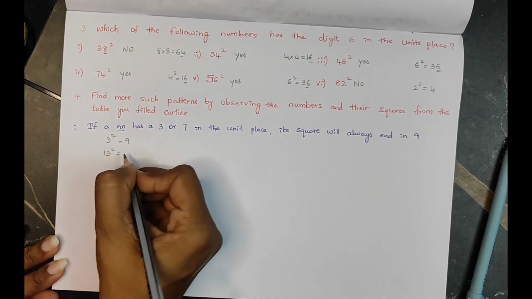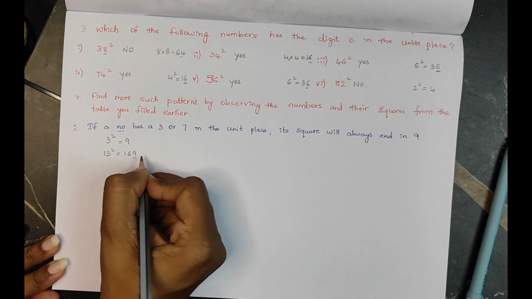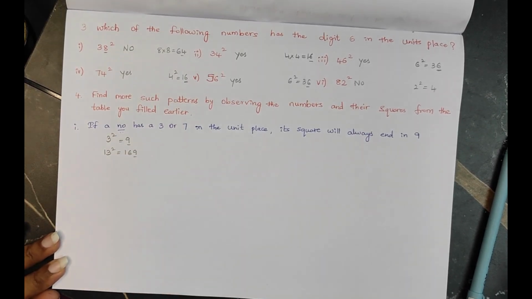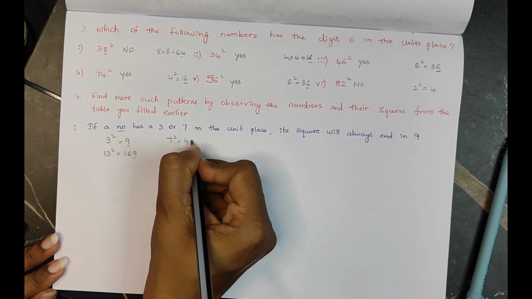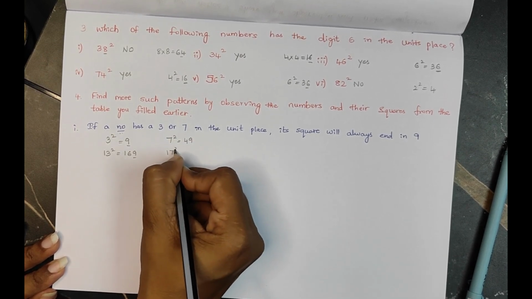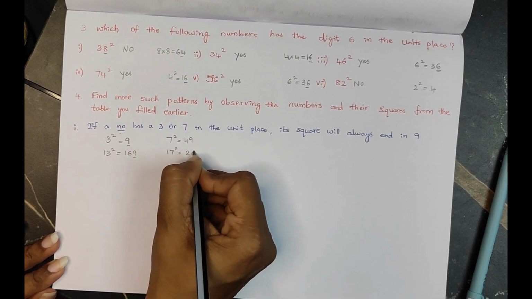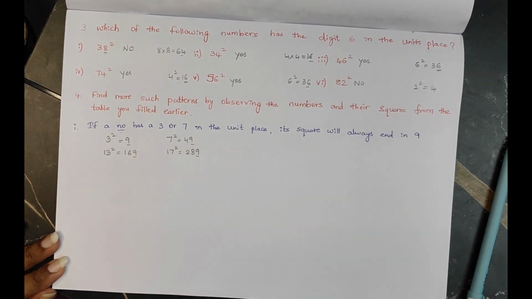13 square will end with 169. In the last unit place we are getting 9. Next, 7 square is 49. 17 square, we are getting 289.